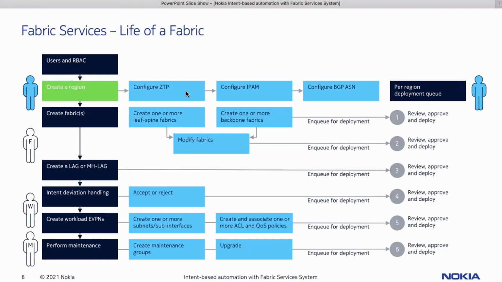So that was about regions, right? So I've configured the ZTP related stuff, given all the relevant IPAMs and all the relevant BGP ASN numbers.